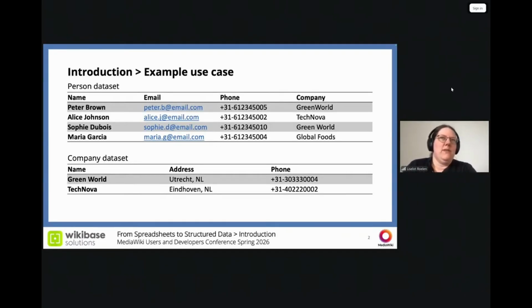So here is an example description of data that we would want to import into a wiki. You can see at the top we have a person data set, which has name, email, phone, and name of a company. And then we have a second data set which has companies in it, and it has the name of a company, address, and phone number. So the main thing that is important is that we have the company name in both the company data and in the person data. So we want to link these to each other somehow, but without only using the company name.